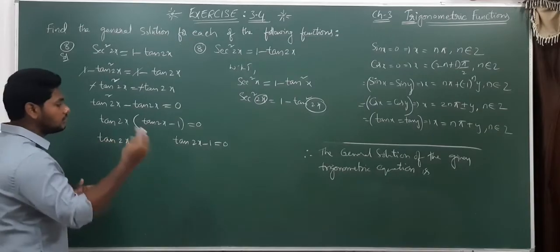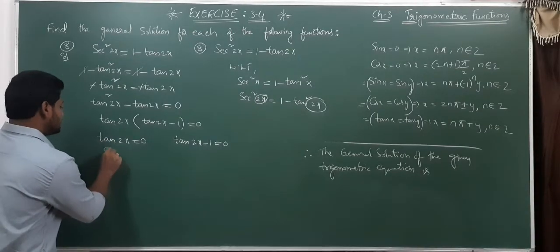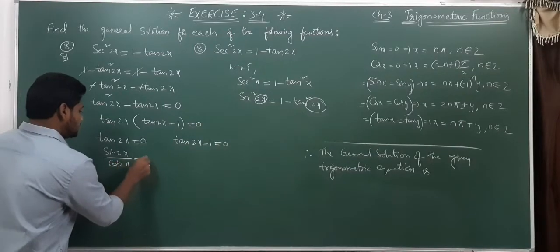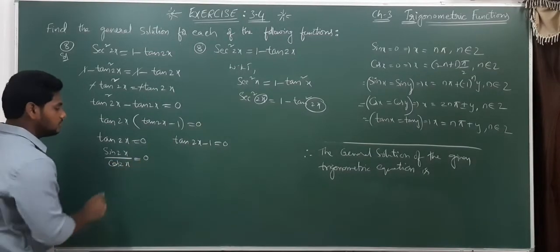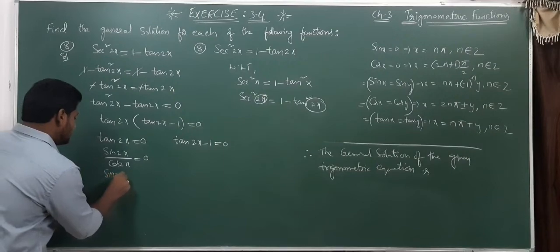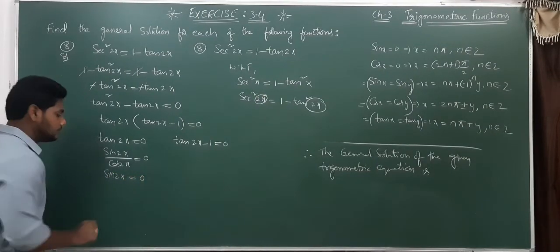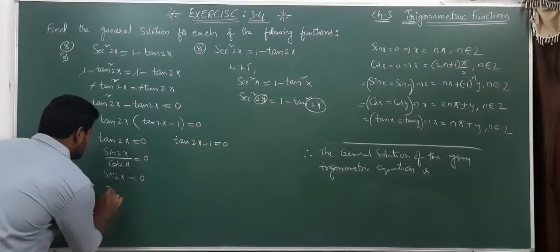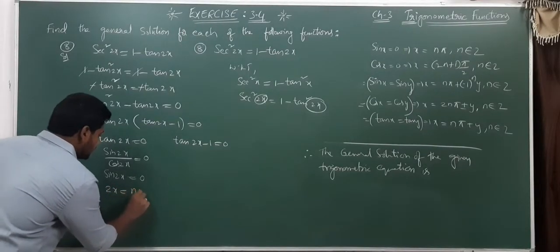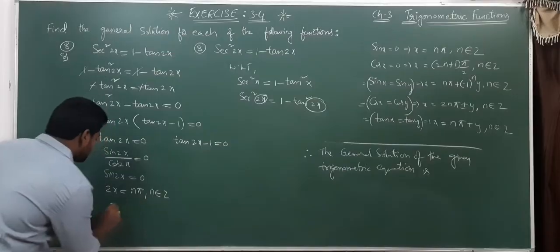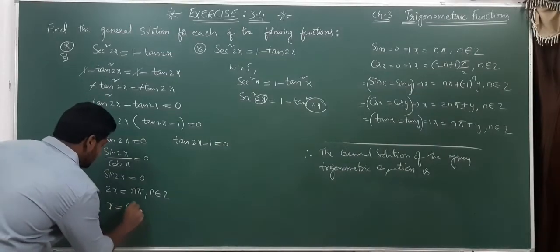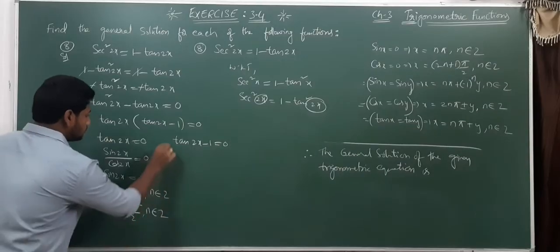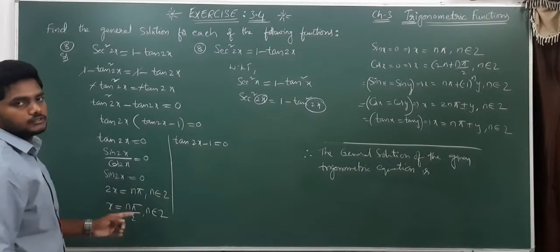So tan 2x equal to 0 is nothing but the tan x equal to 0 form. Or if you did not remember that, tan 2x you can write as sin 2x by cos 2x, which is equal to 0. Cos 2x is sent to that side, it becomes sin 2x equal to 0. That means this is in the form of sin x equal to 0. Therefore 2x equal to n pi, n belongs to Z, which is x equal to n pi by 2, n belongs to Z. Check it. This is one of the general solutions.